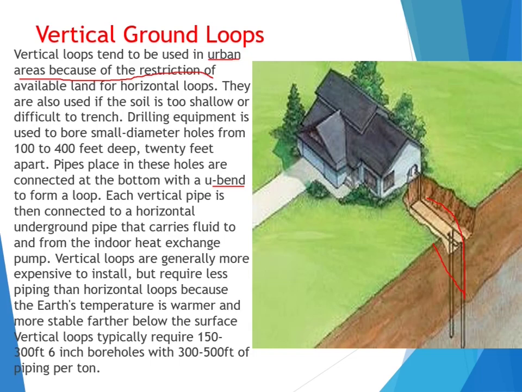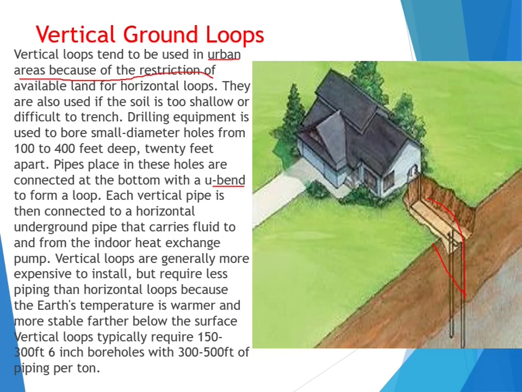indoor heat exchange pump. Vertical loops are generally more expensive to install but require less piping than the horizontal loops because the Earth's temperature is warmer and more stable further below the surface. Vertical loops typically require 150 to 300 feet of 6-inch boreholes with 300 to 500 feet of piping per ton.